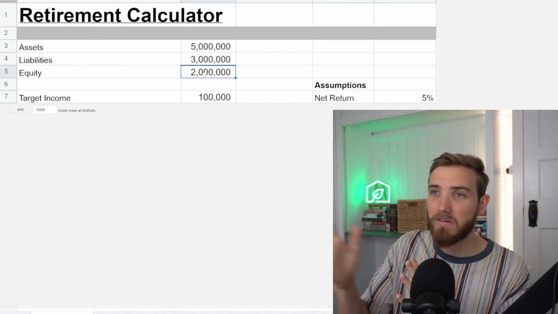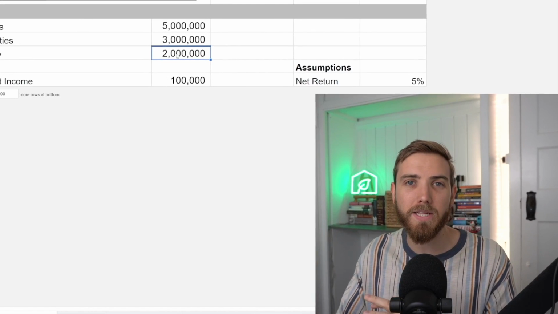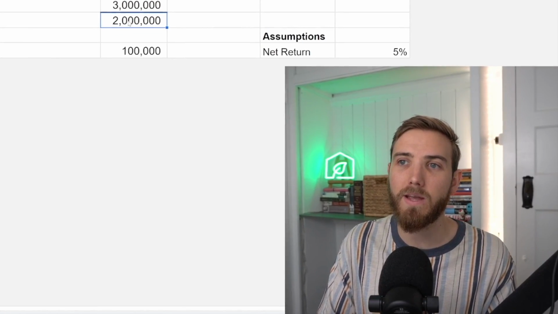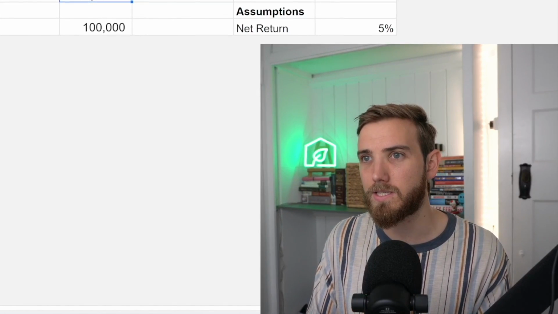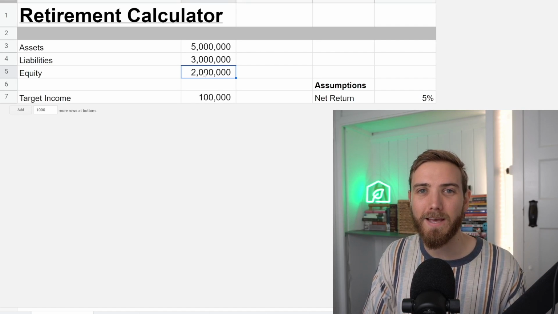For us, these are examples of similar numbers to what we've got in our portfolio. We've got roughly $5 million of assets, and ballpark, we could have around $2 million worth of equity, and we're looking to generate a target income of around $100,000. One of the most common targets that people have is that $100,000 of passive income each year.